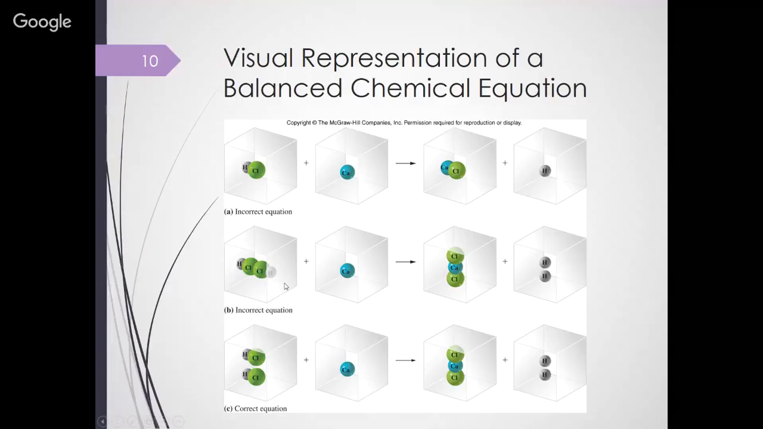So instead what we did, we actually have two individual hydrochloric acid molecules reacting with calcium to produce calcium chloride and hydrogen gas. We can see then that we have two H's, two Cl's, two Cl's, one Ca, and one Ca. So our balanced equation would then read 2HCl plus Ca yields CaCl2 plus H2.